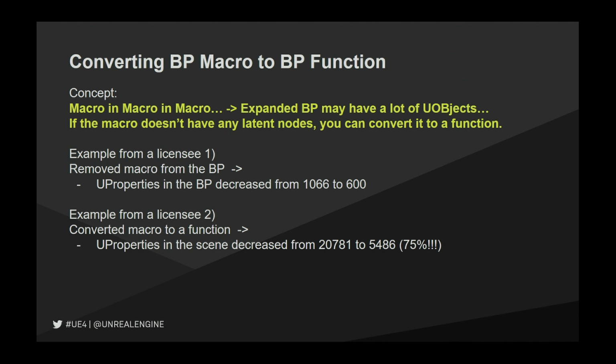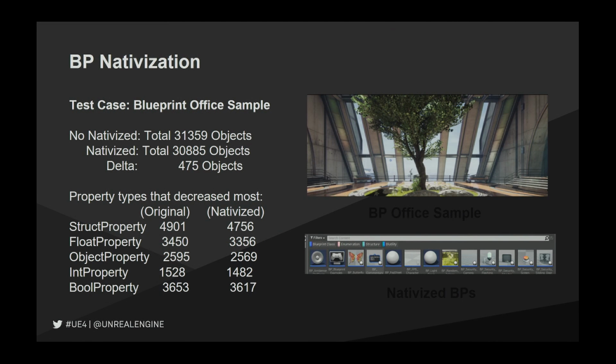Again, the Blueprint Stats plugin will help you identify the blueprints with the most U objects so you know where to focus your efforts. Blueprint Nativeization is another tool we have that converts blueprints to C++ during the cooking process, and that can speed up execution. But it also has the positive side effect of reducing the number of U objects to a degree. It's not as much savings as converting blueprint macros to blueprint functions can be, but you can save a little bit of time, and every little bit counts when it comes to performance.